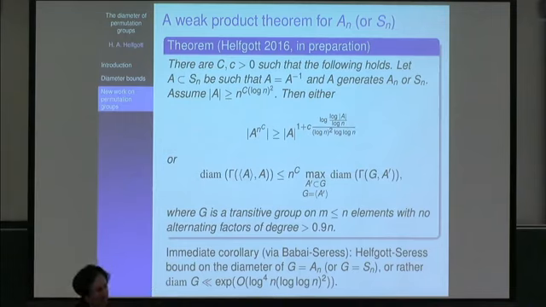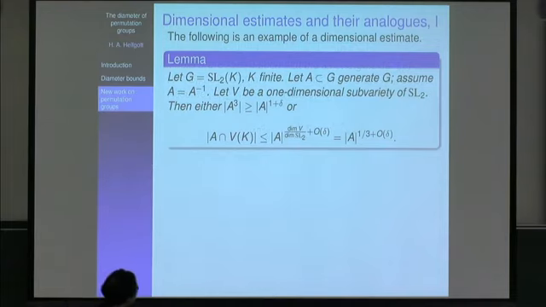I think that the squared can be removed, but then the proof will become more complicated, and that's not really my aim here. All right, but what made me quite happy is that I could give at least a partial analog of dimensional estimates in A_n. So first, let's go back to matrix groups. What do I mean by a dimensional estimate?